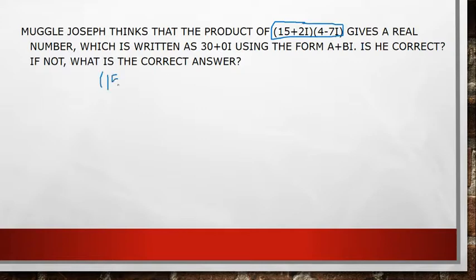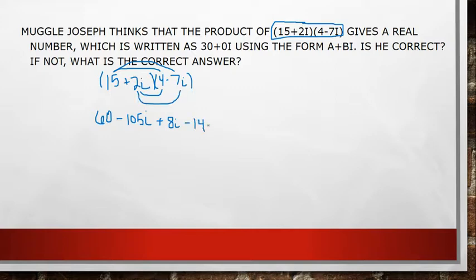So I'm going to take my 15 plus 2i times 4 minus 7i, and I'm going to FOIL. I'm going to do my first term. 15 times 4 gives me 60. 15 times a negative 7i gives me a negative 105i. Now my inner terms, 2i times 4 gives me a plus 8i. And my last terms, 2i times a negative 7i gives me a negative 14, since 7 times 2 is 14, and i times i gives me an i squared.